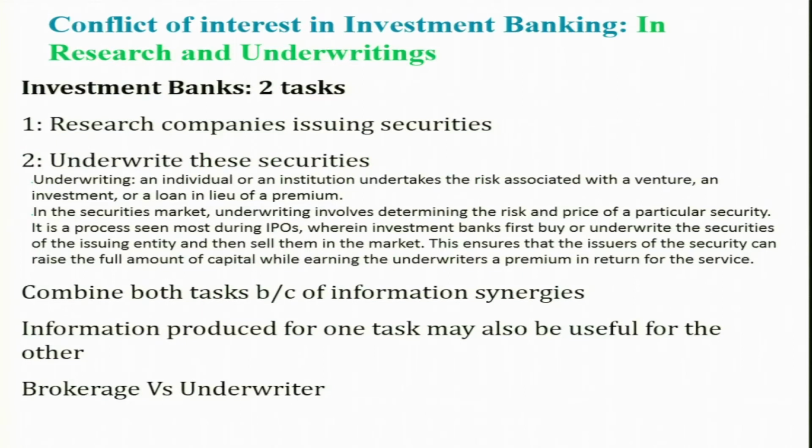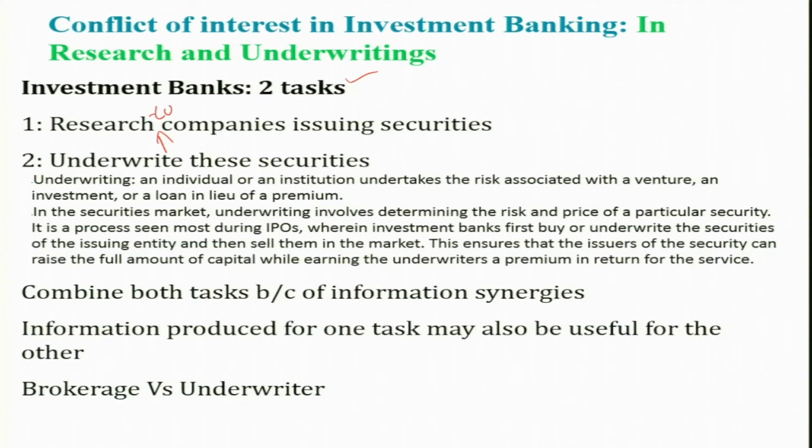What if an investment banker engages in both research and underwriting? Investment banks, because of their vast managerial and technical expertise, often engage in two tasks. One is research for companies issuing securities; we can also say a little bit of consultancy. The second one is to underwrite these securities. The information synergies from underwriting, research and market making provide a rationale for combining these distinct financial services. This combination of activities leads to conflict of interest, however.